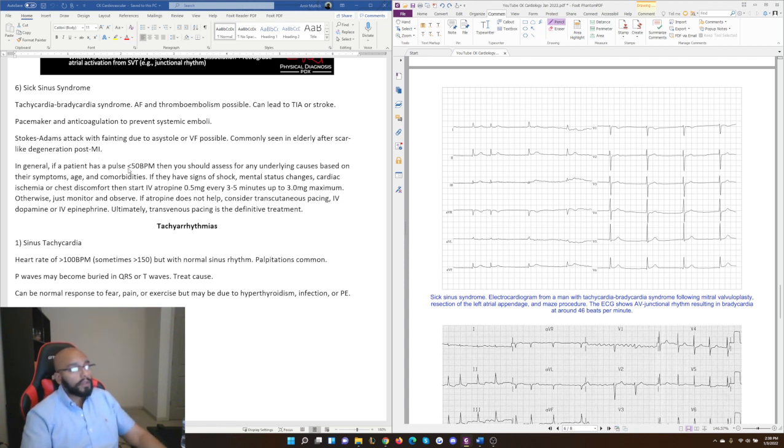In general, if a patient has a pulse under 50, then you should assess for any underlying causes based on their symptoms, age, and comorbidities. If they have signs of shock, mental status change, cardiac ischemia, or chest discomfort, start them on IV atropine 0.5 milligrams every 3 to 5 minutes, up to 3 milligrams max. Otherwise, just monitor and observe. If atropine doesn't help, consider transcutaneous pacing, IV dopamine or IV epinephrine. Dopamine also being great for keeping the kidney in shape. But ultimately, transvenous pacing is the definitive treatment, a pacemaker, basically. Right? That's the most significant thing here.